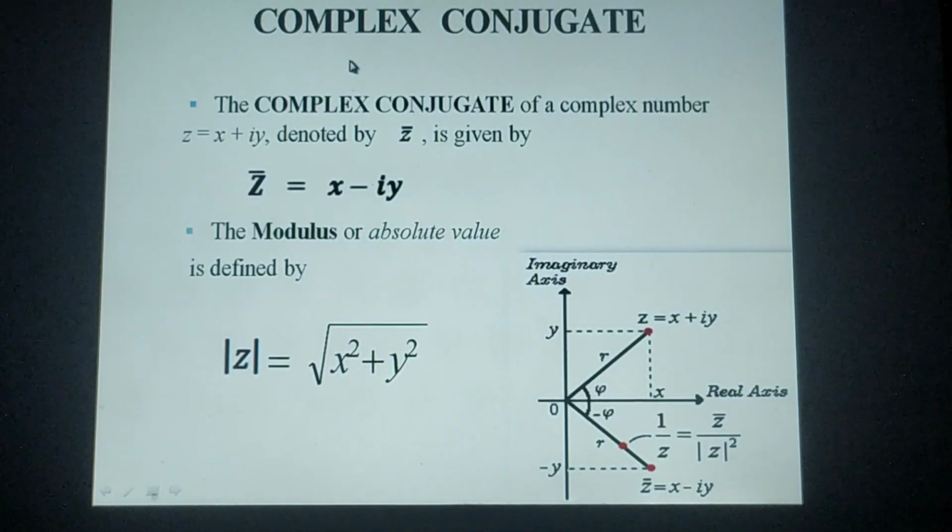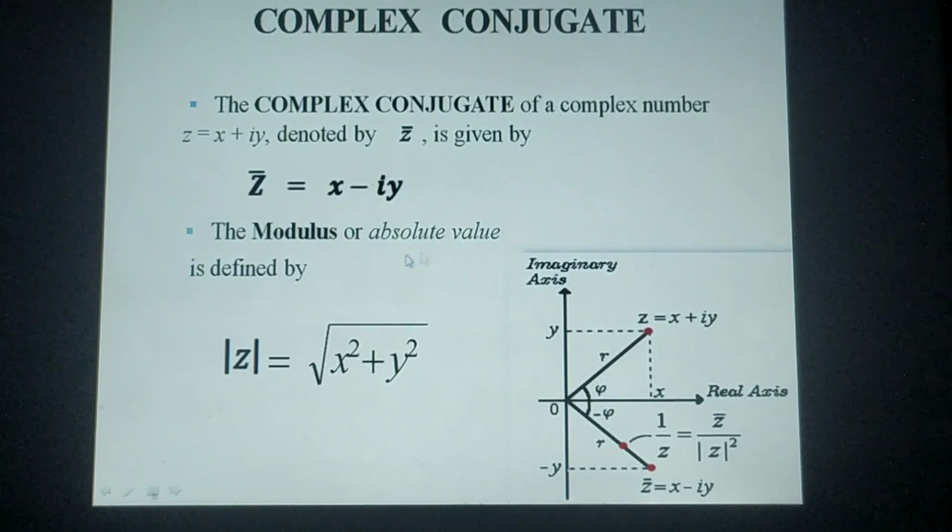Conjugate of a complex number. The complex conjugate of a complex number z = x + iy is denoted by z bar and is given by z bar = x - iy. Here there is a plus sign, so in the conjugate we take the opposite sign, minus. If here it is minus, then in the conjugate we will take the plus sign.